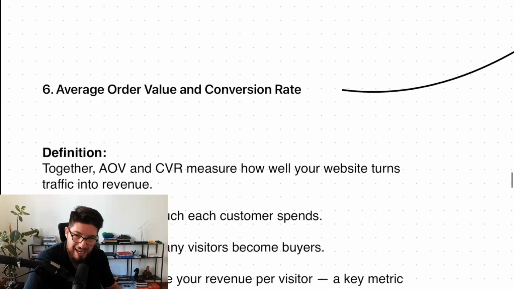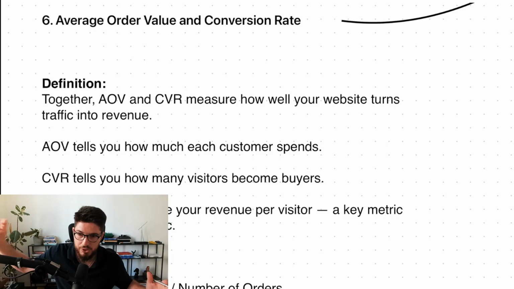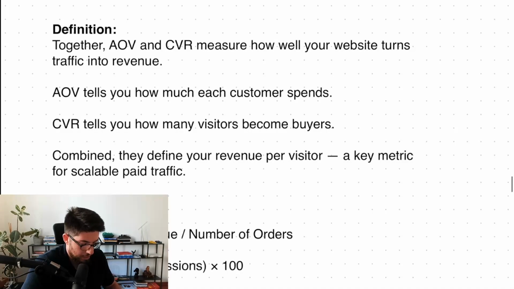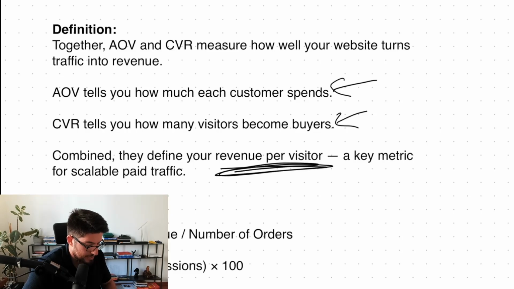Let's go to almost the last one, AOV and conversion rate. These are basically how well my website is converting users into customers, into orders. The AOV tells me how much each customer spends on average. Conversion rate tells me how many visitors, people that come to the website, end up buying. It's just a percentage. Combined, they define your revenue per visitor, which is a nice metric to summarize these two metrics at the same time.